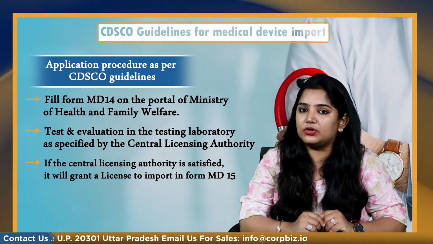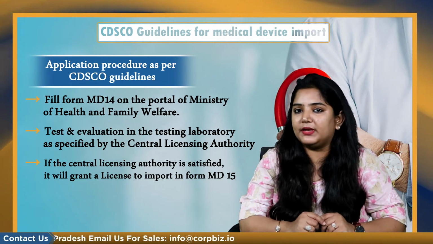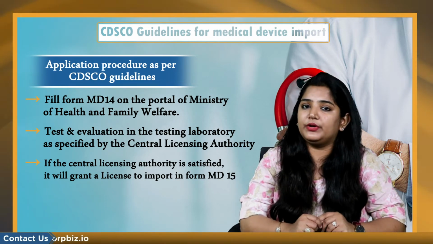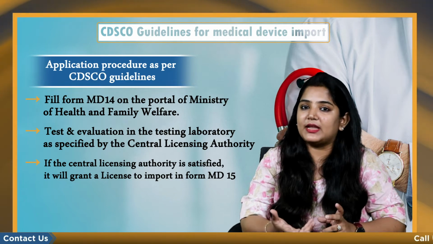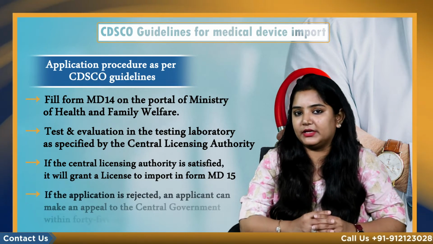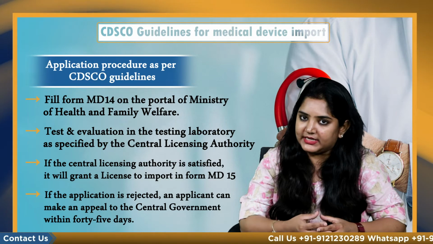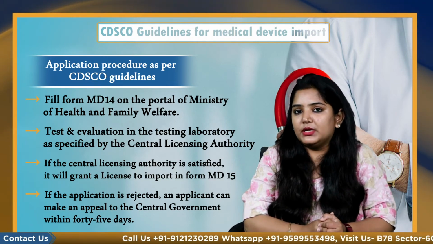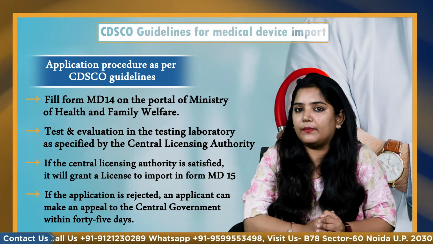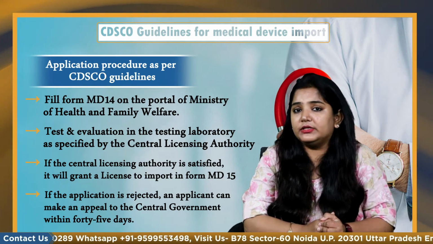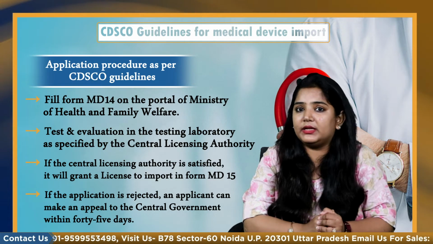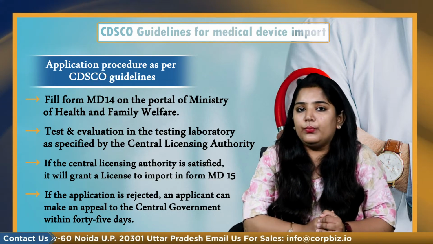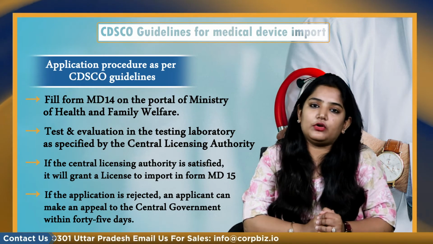If the authority is not satisfied, it may reject the application, and the reason for rejection is required to be recorded in writing within 9 months from the date of application. If the application is rejected, the applicant can make an appeal to the Central Government within 45 days from the date of rejection, and the government, after an inquiry in the matter, will pass an order within 90 days from the date of appeal.